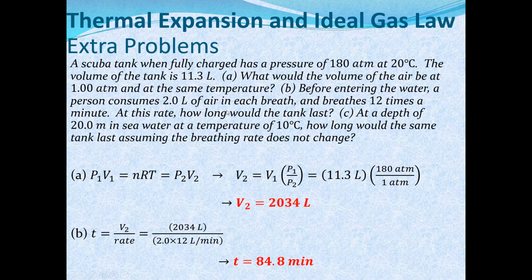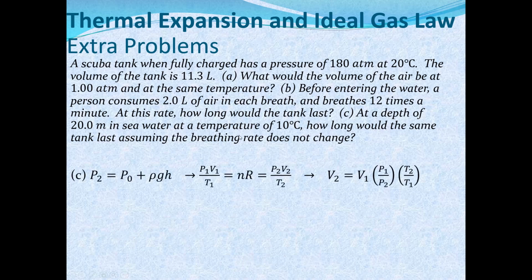Now part C tells us that we're going to go to some depth. We're going to have a different temperature, and they want to know how long the tank will last. What this is going to have us do is go back to what we talked about in one of the previous topics with fluids, as we're going to need to know the new pressure of the system. So I'm going to use this equation to figure out what the pressure is at some depth. Of course, we are going to include the atmospheric pressure.